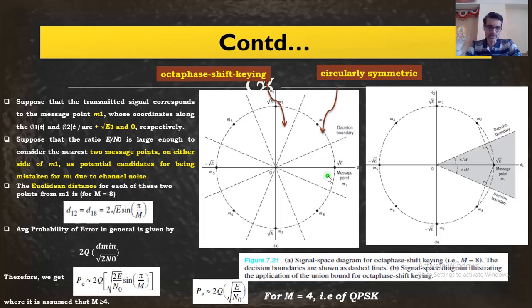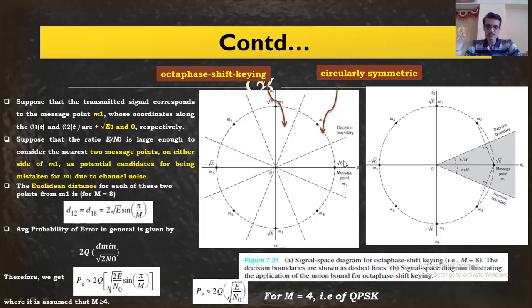Now if it is QPSK, where m equal to 4, I'll get signal vectors or signal message points somewhere here, 1, 2, 3 and 4, right? For m equal to 8, we also get them on the axis. So this is your message point m, let us say. Now this will be the decision boundary between the two message points. Between this m1 and m2, this is the decision boundary. Between this and m8, this is the decision boundary.